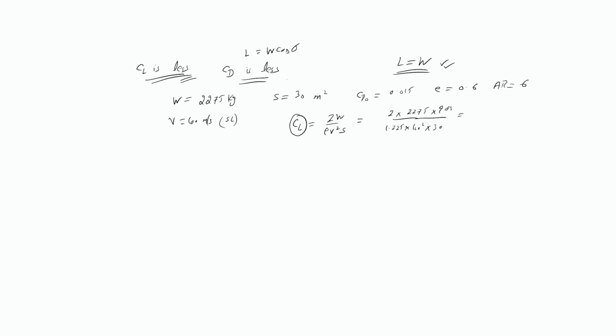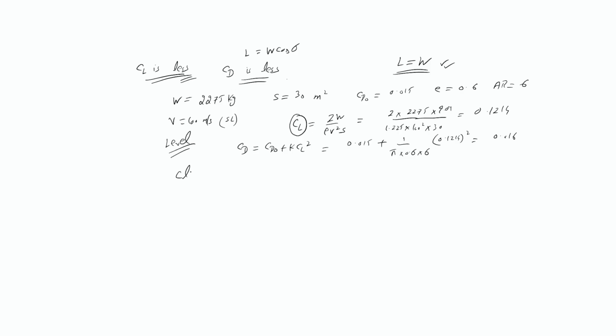Most of the students will commit mistakes here, so you need to understand what units we are talking about. So CL is 0.1214. Then we can easily find CD, that is CD naught plus K CL square. CD naught is 0.015 plus K, which is 1 by pi E AR, pi into 0.6 into aspect ratio 6, into CL square, where CL is 0.1214 whole square. If you find this, you will get 0.016. Now this was for level flight.